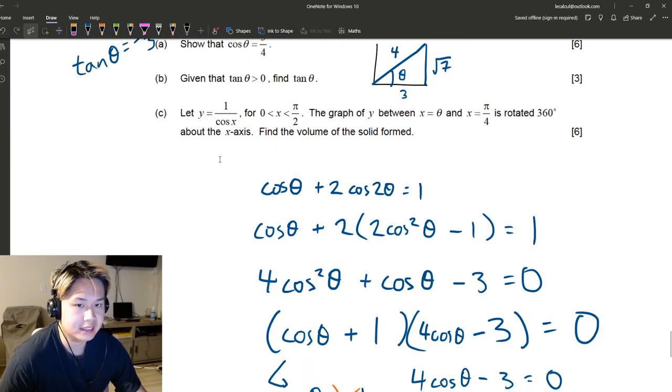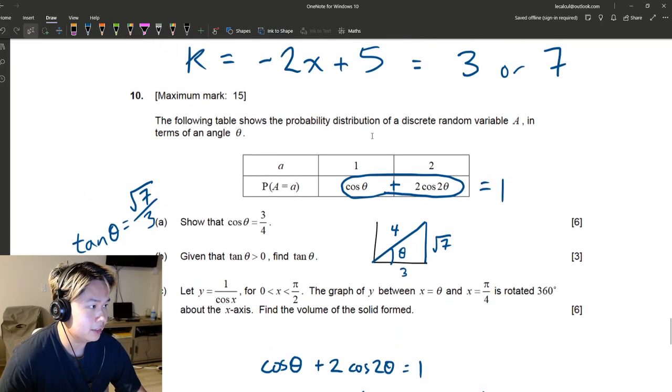And then what's next? Now let y be the reciprocal of cosine. What the hell is going on? So the graph of y between x equals theta and x equals pi over 4 is rotated 360 degrees around the x-axis. Find the volume of the solid. So this is no longer part of the curriculum, but this is essentially calculus. So this is a pretty crazy final question.